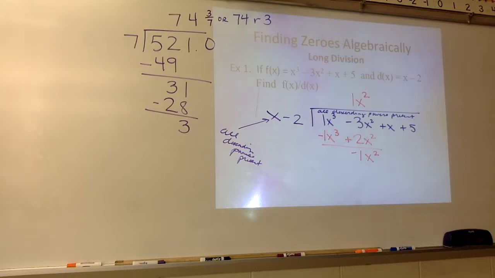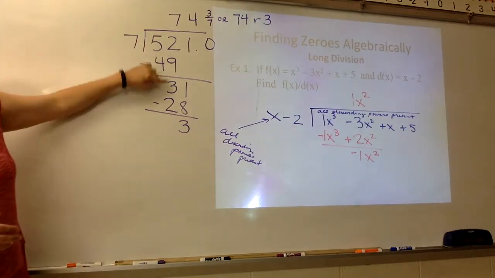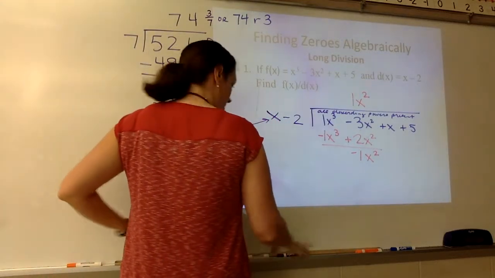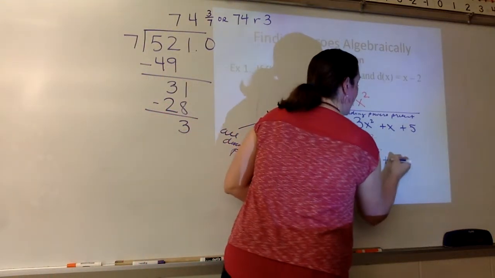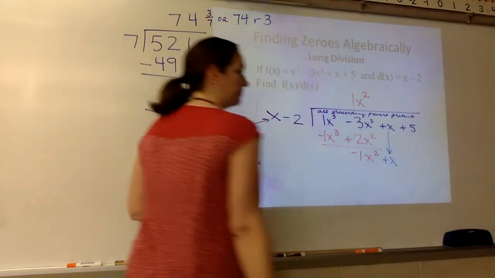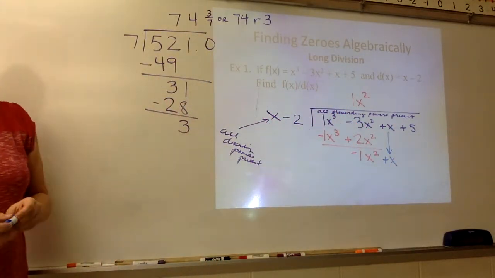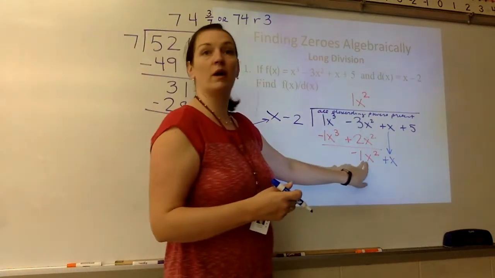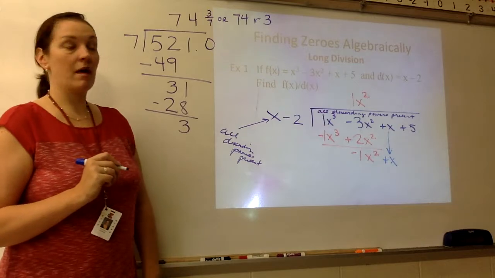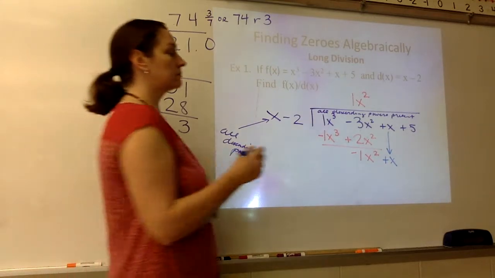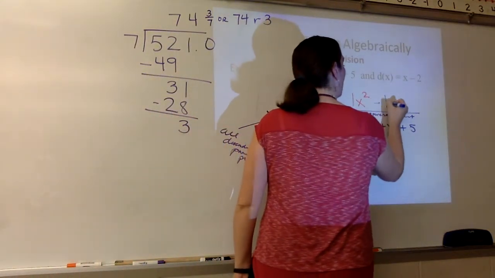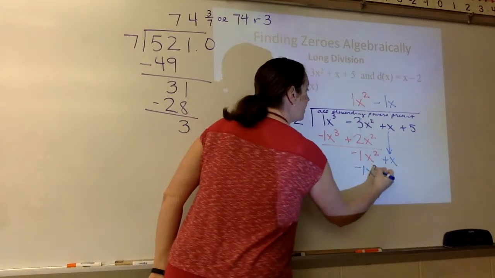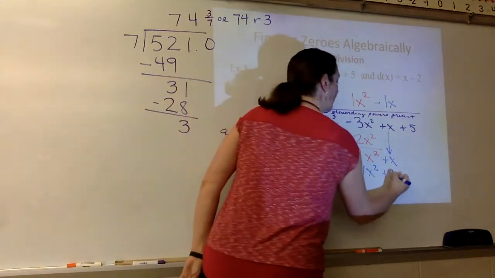Okay. All right, so now, just like here, we do our work, we then do the bring down method. So I'm going to bring down, let me switch to blue, the positive x. So I've got the bring down. I didn't switch any signs, I just brought it straight down. I ask myself, what do I need to multiply x by to get negative 1x squared? Negative 1x. So now I'm in the blue. So I multiply, I get negative 1x squared. Multiply here, I get plus 2x.